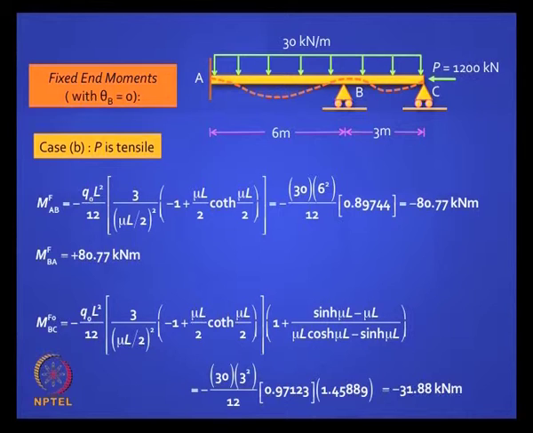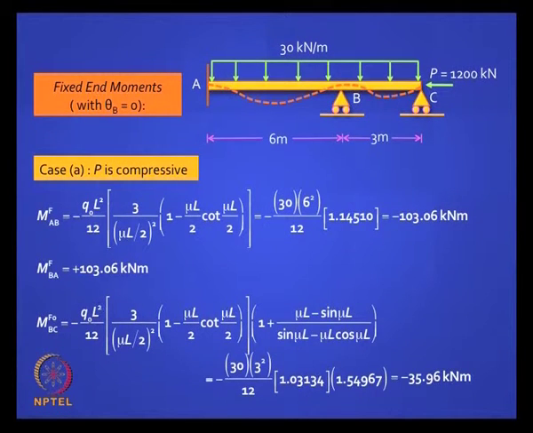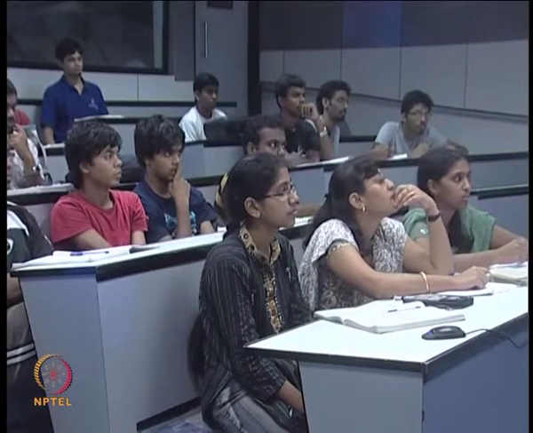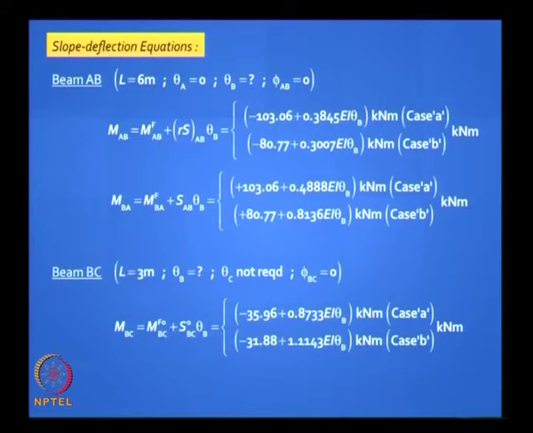And if it is just without any axial force, it is going to be, let us work it out, Q naught L squared by 12, can you do that? 30 into 6 squared by 12 works out to 90. So you see the default value is in between 80.77 and 103.06. So that is the kind of variation you can get in fixed end moment. Got it? Okay, let us proceed. Write down the slope deflection equations.